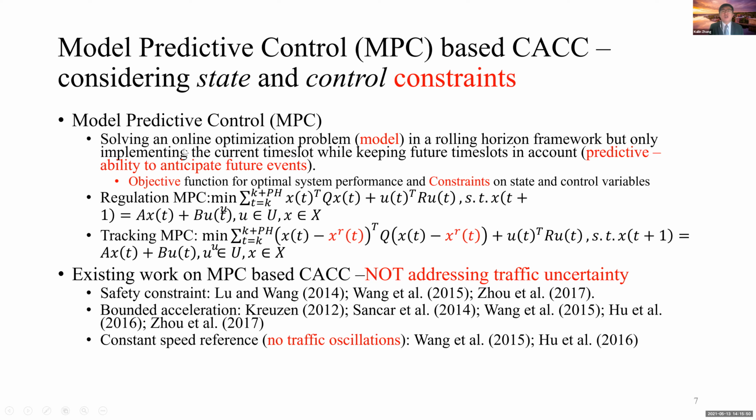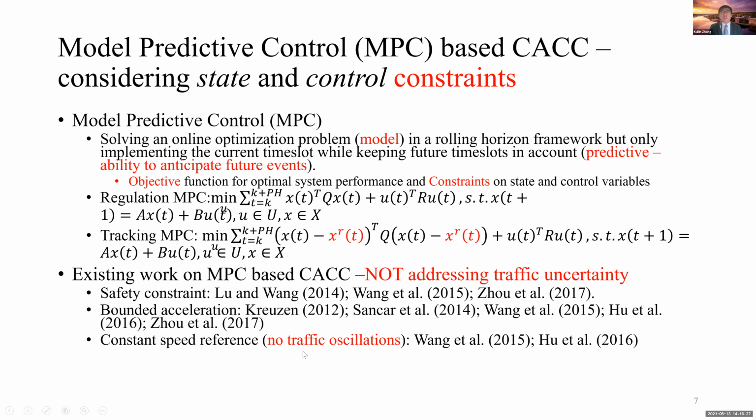The concept here is you solve a real-time online optimization problem with the model in a rolling horizon framework, but you only implement the current time slot while you keep the future in account. Basically, you have predictions, a model, and you want to minimize some performance, with constraints on state, control and safety. You can either have no reference, called regulation MPC, or you have a predicted future driving reference and want to track it, called tracking MPC.